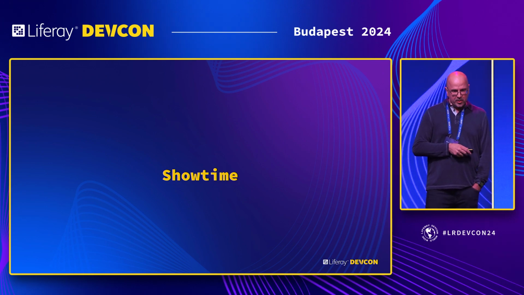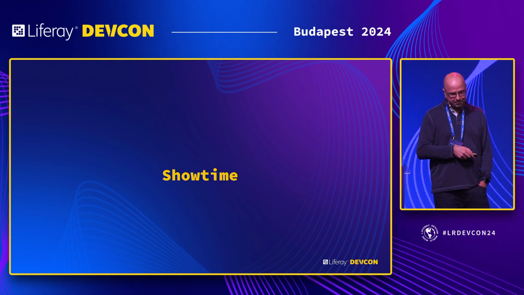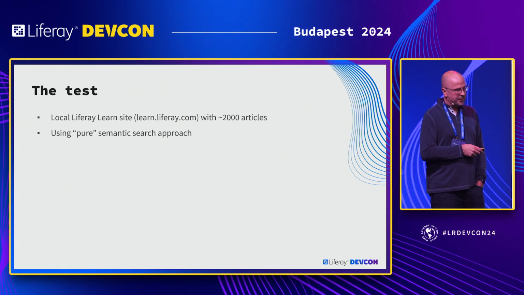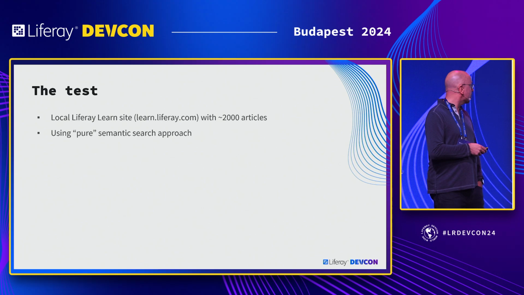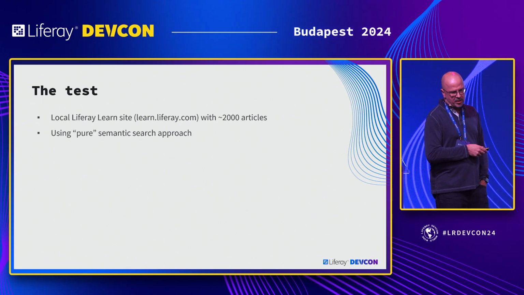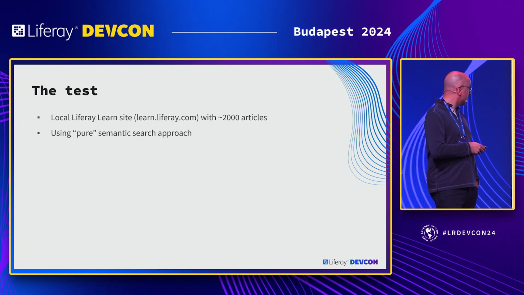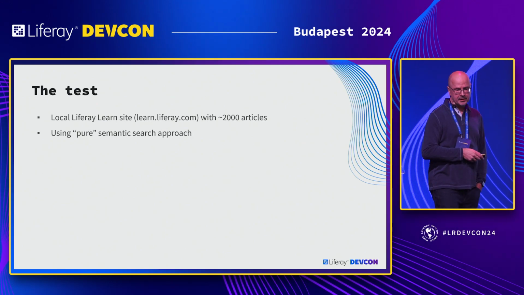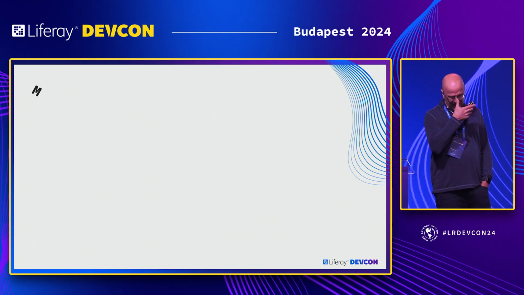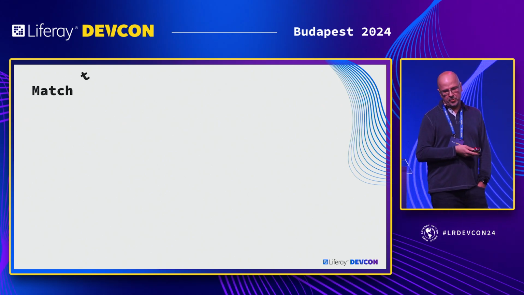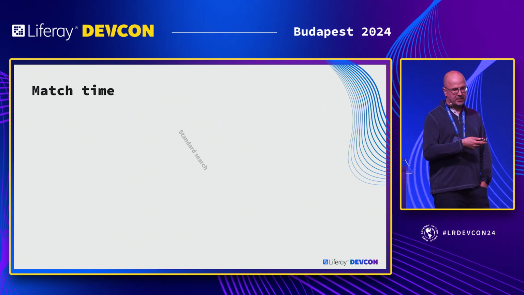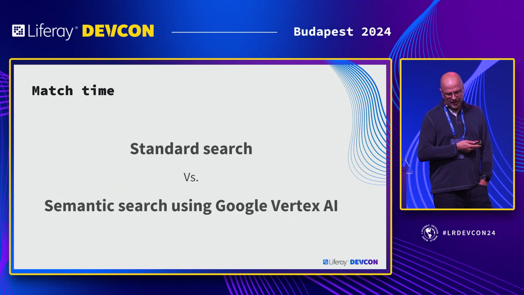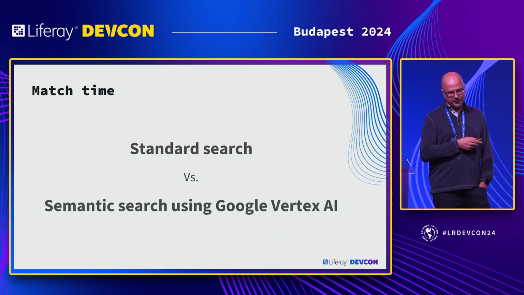So finally, showtime. The test I was doing here, I was using a local Liferay Learn site with around 2,000 articles. And I'm using the pure semantic search approach, the very same blueprint we just created. It would have been fun to show more comparisons, but within the time limits, I thought this would be an illustrative demonstration of the power.